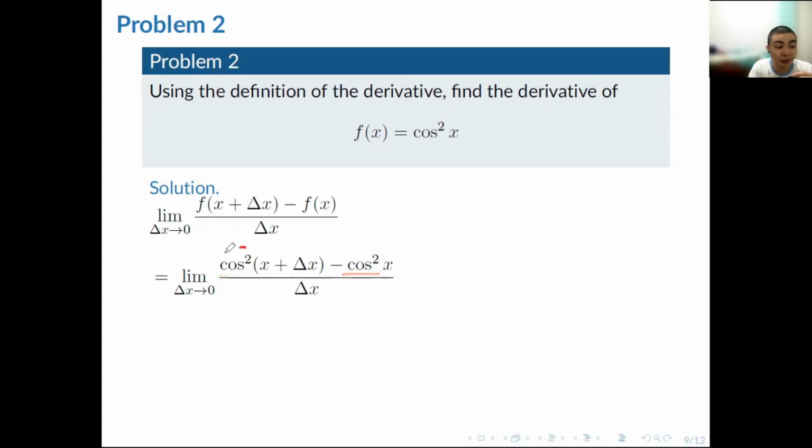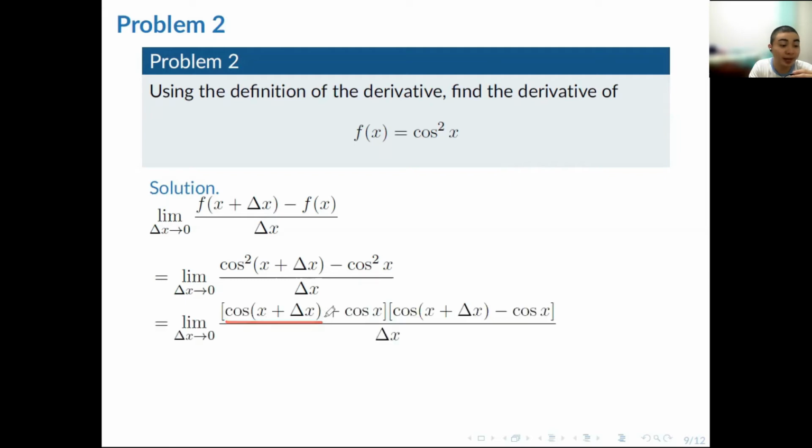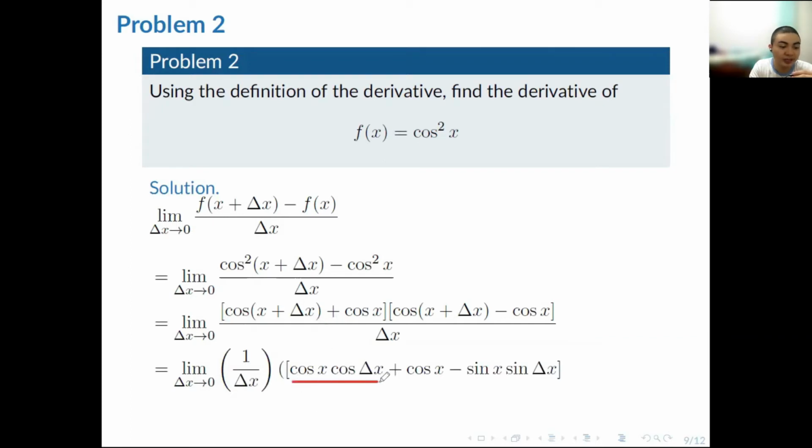Kung mapapansin ninyo, yung numerator natin is the difference between two squares. So, we can express this as the product of the sum and difference of two terms, with the first term being cosine of quantity x plus delta x, the second term being cosine x. Now, we can simplify this one using angle addition. So, we can express this as this part. We have here cosine x cosine delta x minus sine x sine delta x. Tapos, kinopya lang natin si plus cosine x.